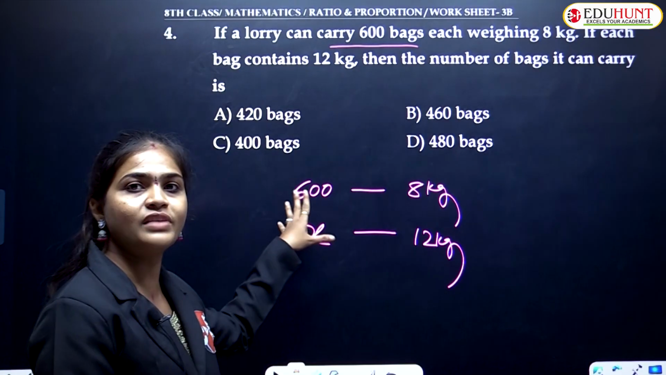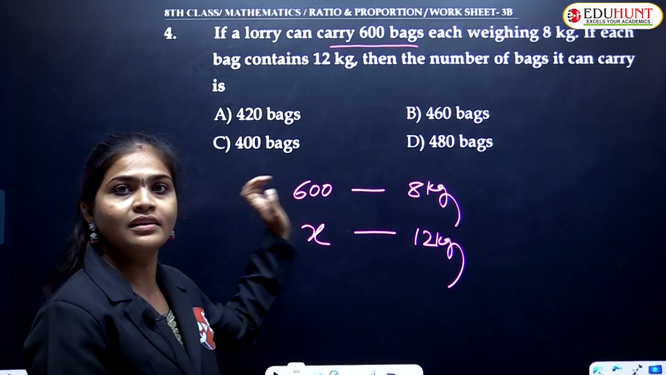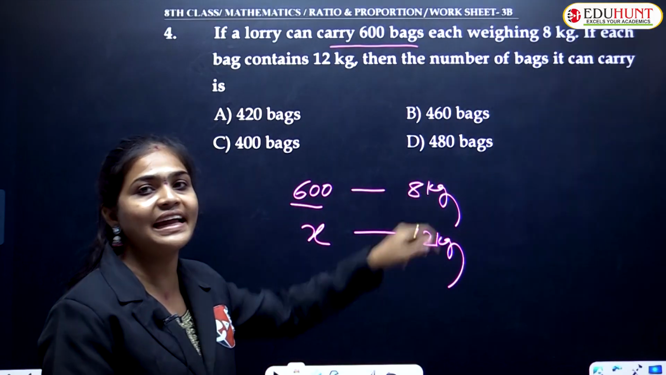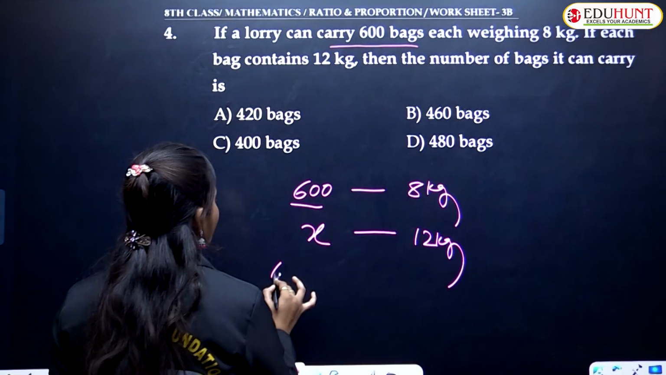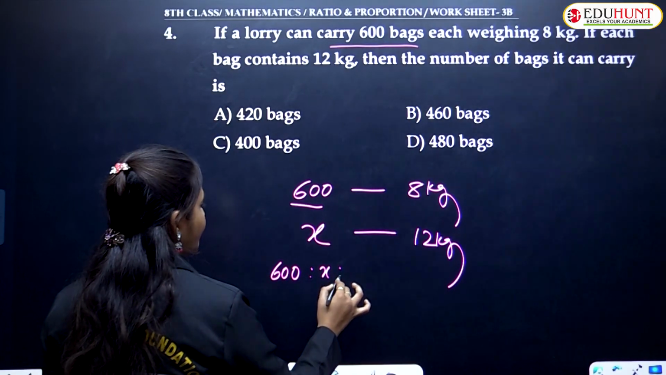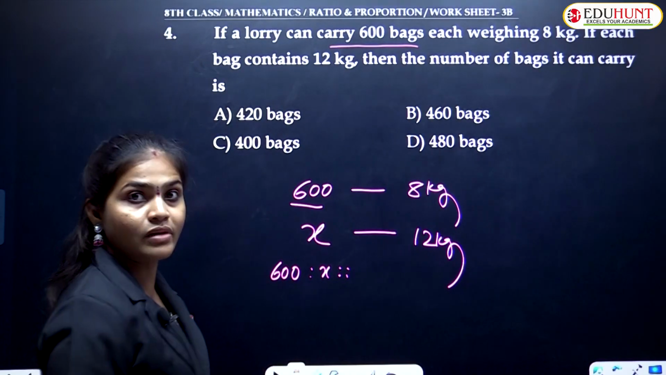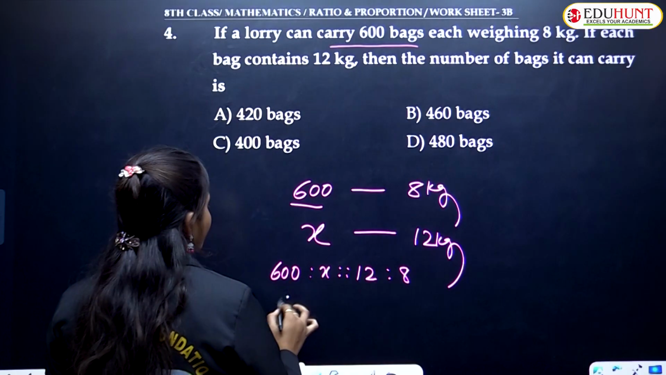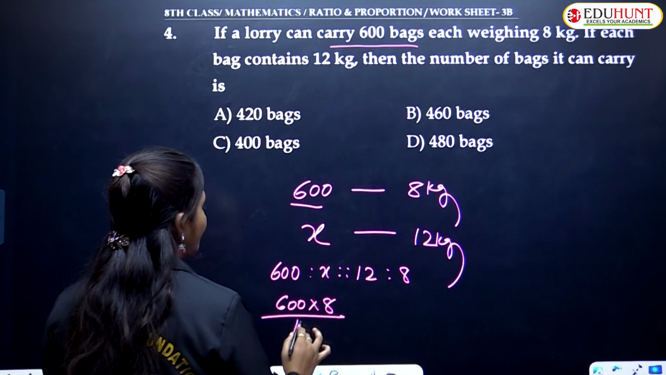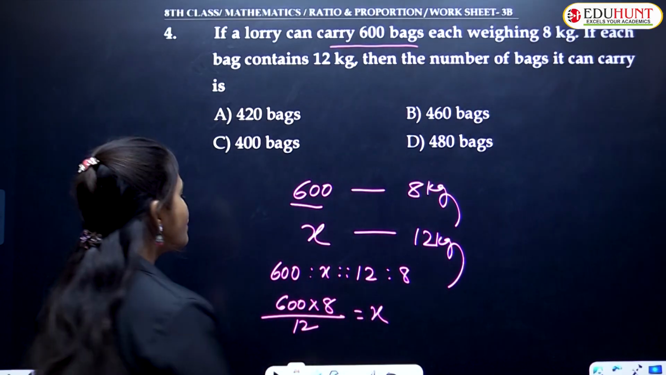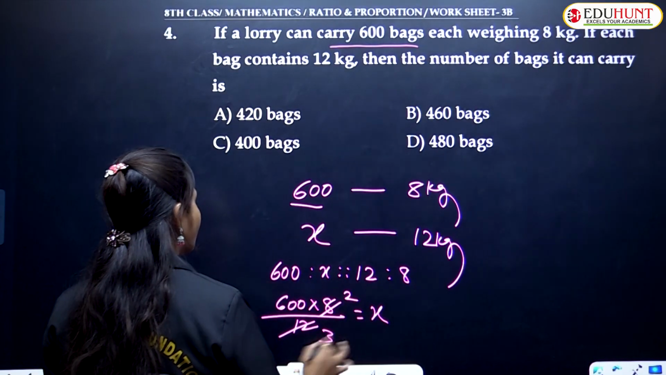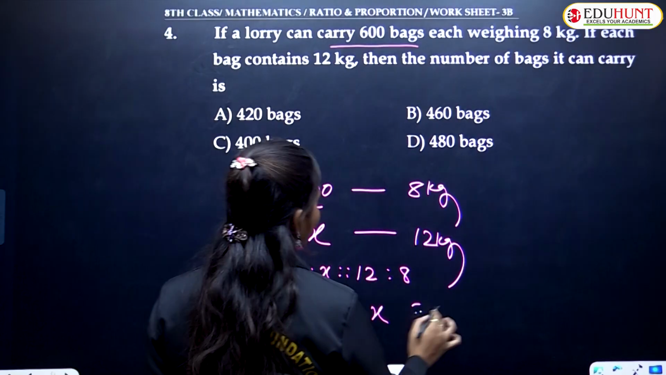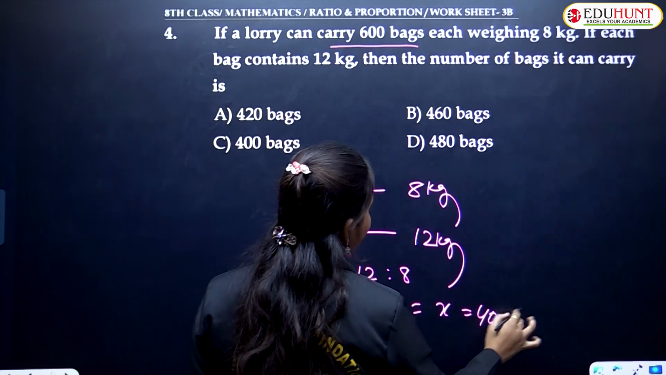Understand? Why? Because the capacity of the lorry is 600 bags. So if a lorry can carry 600 bags only, and each one weighs 8 kgs, you have to apply 600 is to x as 12 is to 8. You should not take 8 is to 12. Why? Because it is inverse proportion. So 600 into 8 by 12 is equal to x. 4 2s are 8 and 4 3s are 12. 3 1s are 3, 3 2s are 6. So x is equal to 200 into 2, which is 400 bags.